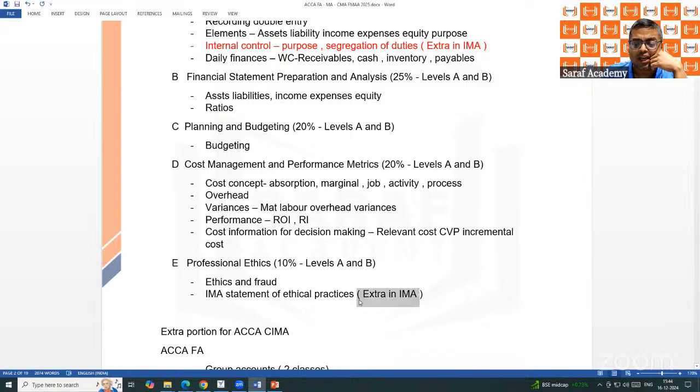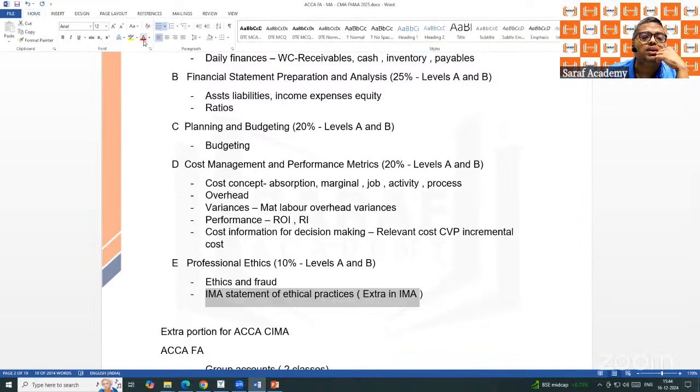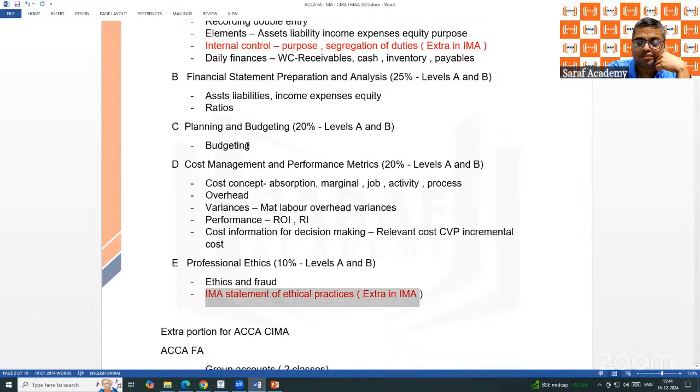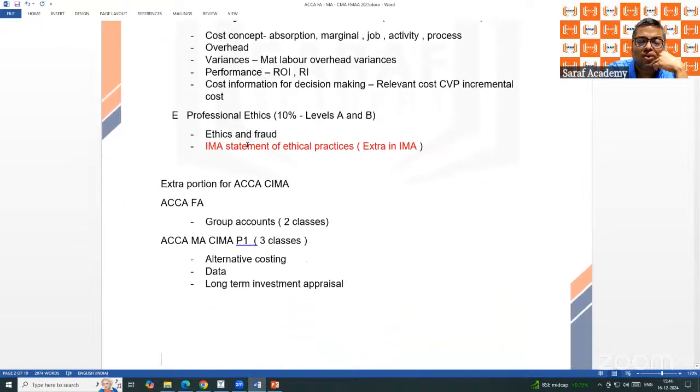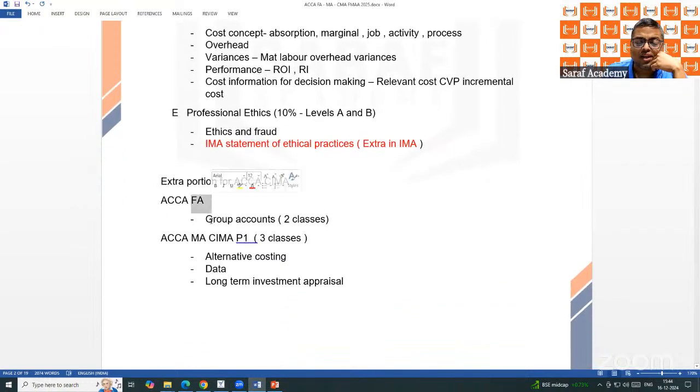This part is again extra for IMA students. For FMAA students, this is extra portion. Now if we go for ACCA, in financial accounting, group accounting is extra. That is not there in FMAA; that is there in the CMA course, not in the foundation FMAA course. But for ACCA students in financial accounting, the group accounting part is there, that is extra. For both ACCA MA and CIMA P1, there are extra management accounting parts.